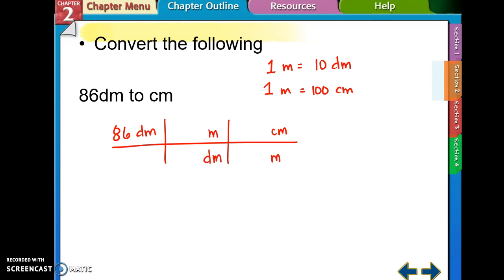So then I go up here. When I have 1 meter, I have 10 decimeters. So in that conversion, 1 goes with meters, 10 goes with decimeters. And when I have 1 meter, I have 100 centimeters. So 1 goes with meters, and 100 goes with centimeters. I cancel out my units. Decimeters cancels, meters cancels. So I'm going to do 86 times 100 divided by 10, and I get 860 centimeters.